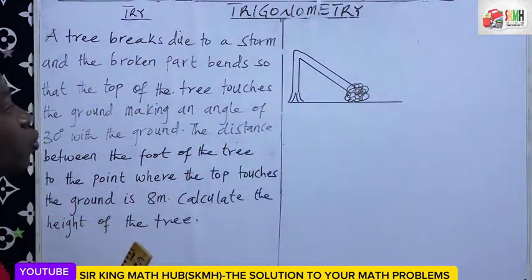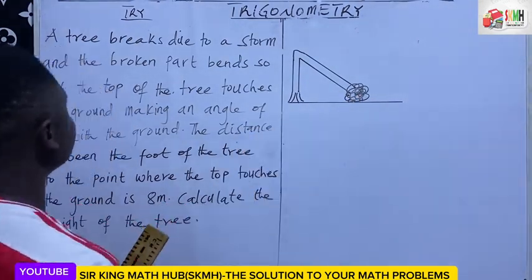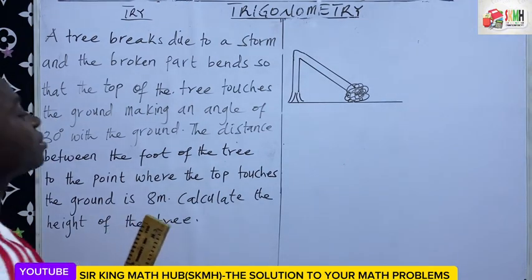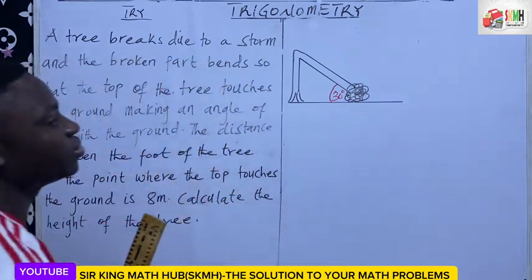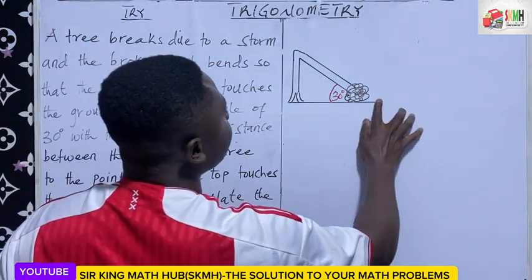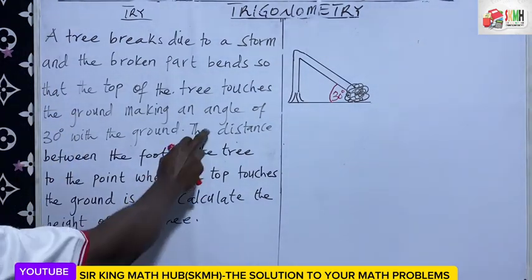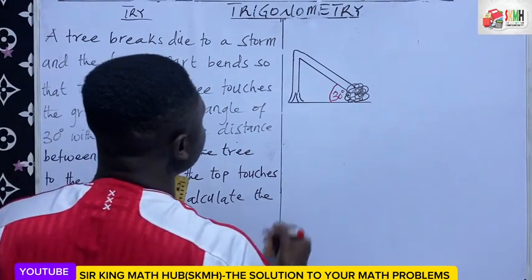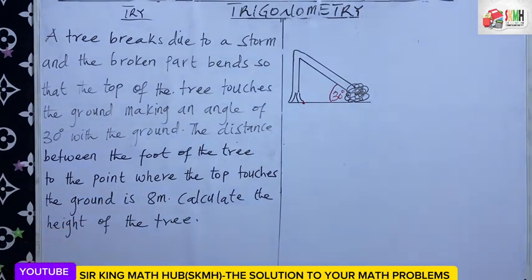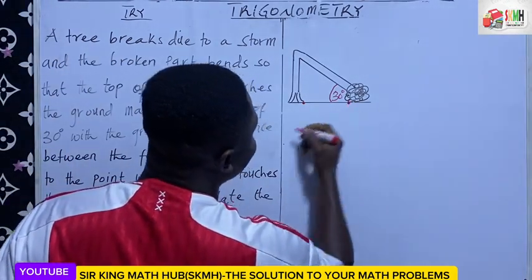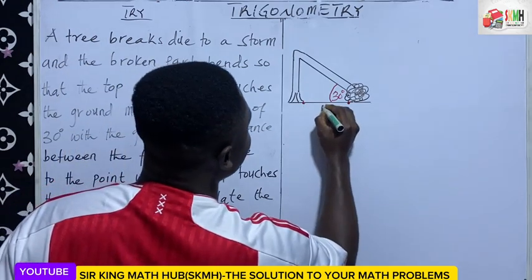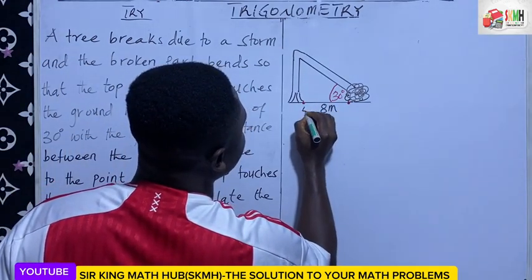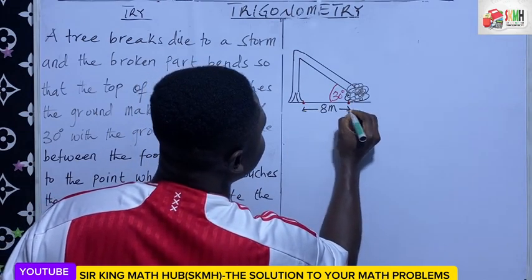We have our broken tree, and we are told that the top of the tree touches the ground, making an angle of 30 degrees with the ground. So the angle here measures 30 degrees. And again, we're told that the distance between the foot of the tree, so where is the foot of the tree? There's the foot of the tree. The distance between the foot of the tree to the point where the top of the tree touches the ground measures 8 meters. So from here to here it measures 8 meters.